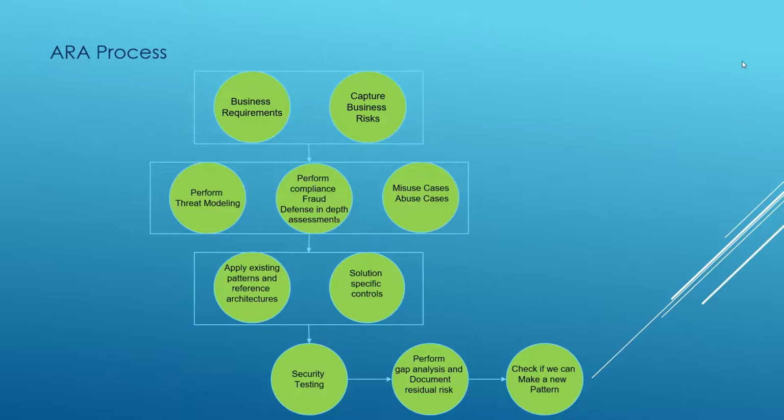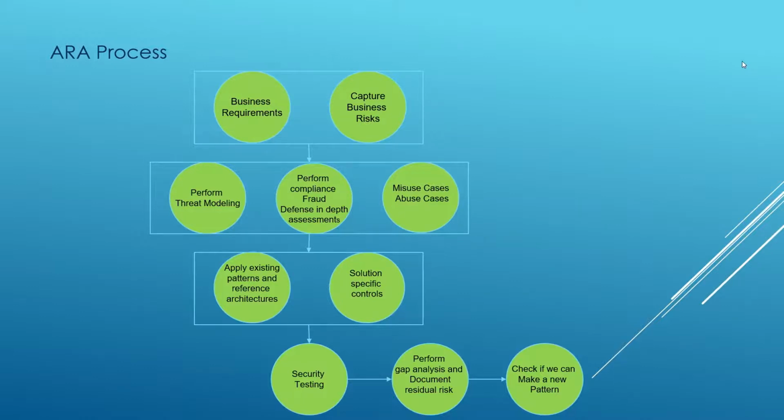So, once you have an understanding of business requirements and business risks, the first thing is perform threat modeling. Threat modeling is the heart of the security architecture process. My next slide is going to cover a little bit on threat modeling. But threat modeling itself is a very big topic. Probably I will try to do a lecture on it at a future point of time.